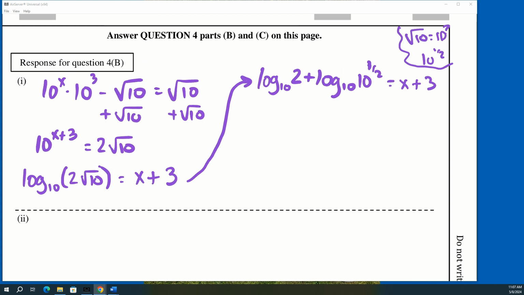Okay, so log base 10 of 2, there's nothing you can do. It's just log base 10 of 2. But what about log base 10 of 10 to the 1/2? What is that? That is just 1/2.